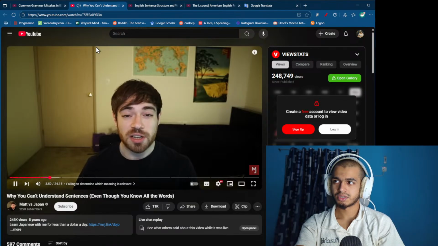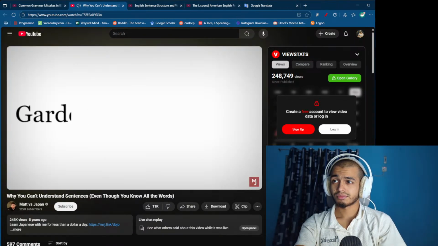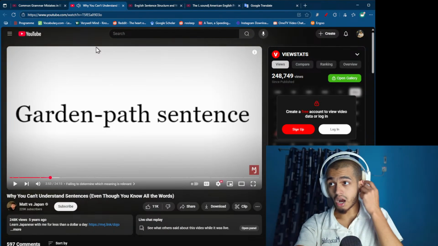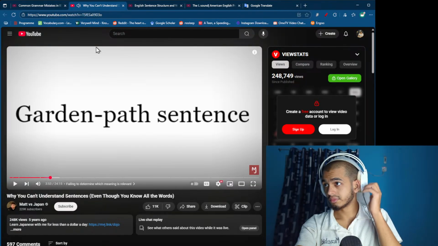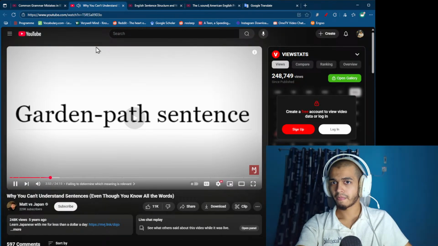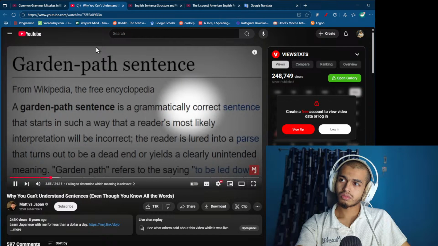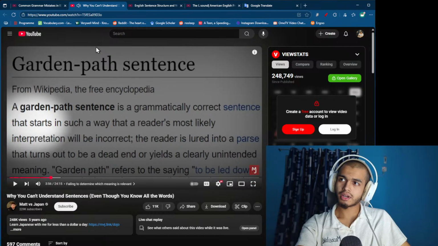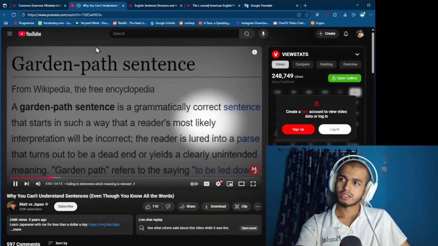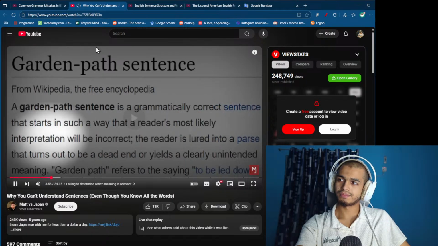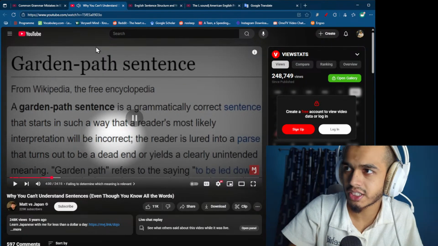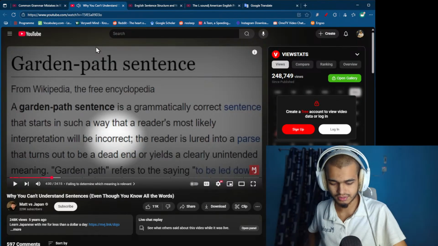Now, quick side note, this is actually what's known in linguistics as a garden path sentence. Which, according to Wikipedia, is a grammatically correct sentence that starts in such a way that a reader's most likely interpretation will be incorrect.